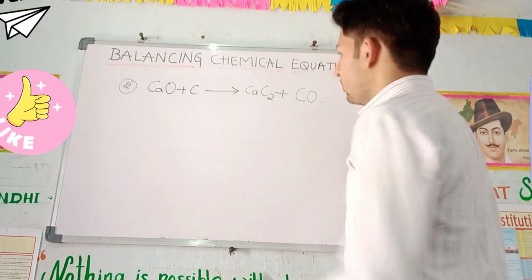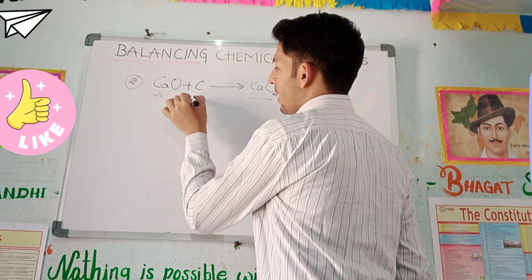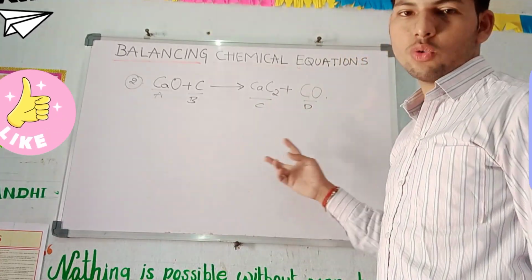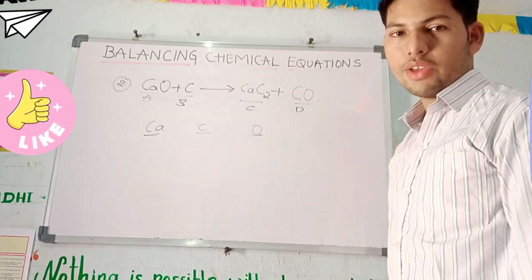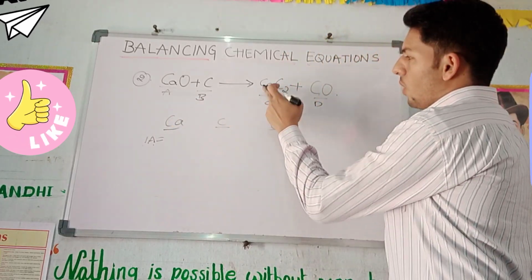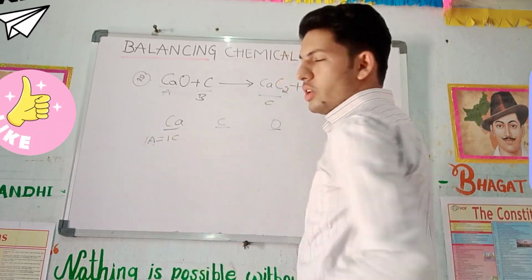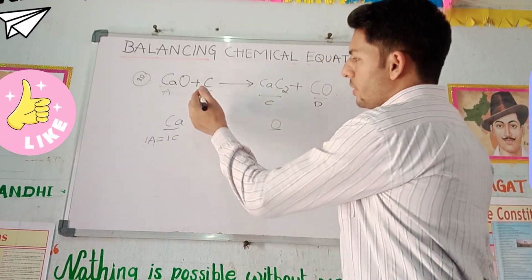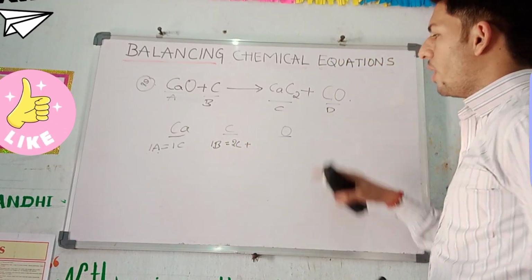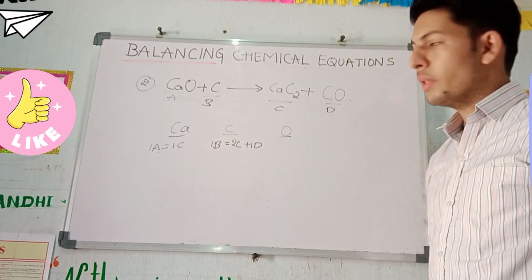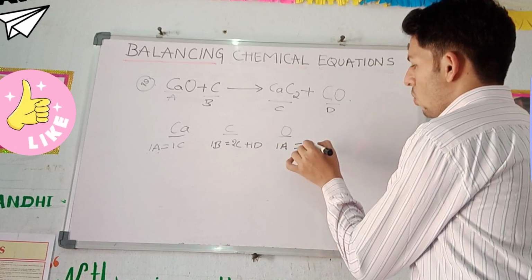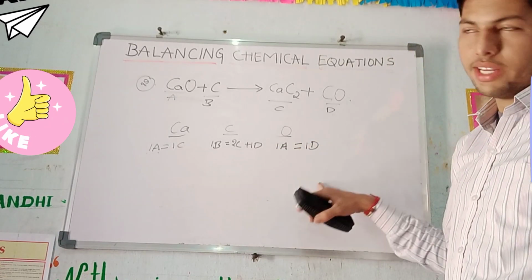Now let's do the same for another equation. We name the parts A, B, C, and D. We have 4 parts: 2 in the reactants and 2 in the products. We have 3 elements here. For calcium, we have 1 in A and 1 in C. Now for carbon, we have 1 in B, equal to 2 in C plus 1 in D. Now for the oxygen, we have 1 oxygen in A, that equals 1 oxygen in D.